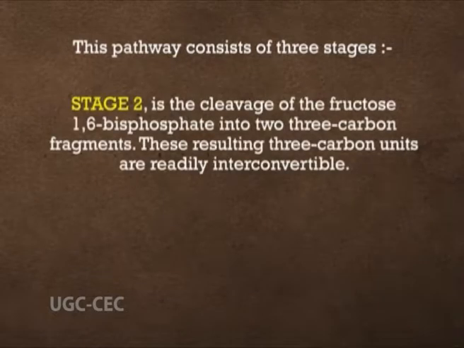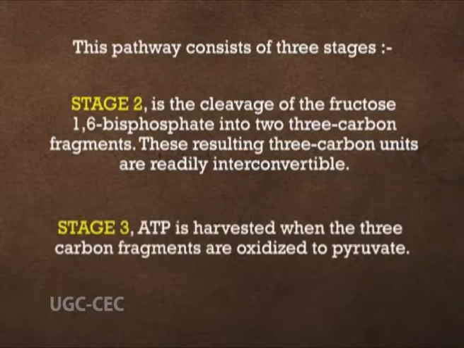Stage 2 is the cleavage of the fructose 1,6-bisphosphate into two 3-carbon fragments. These resulting 3-carbon units are readily interconvertible. In stage 3, ATP is harvested when the 3-carbon fragments are oxidized to pyruvate.